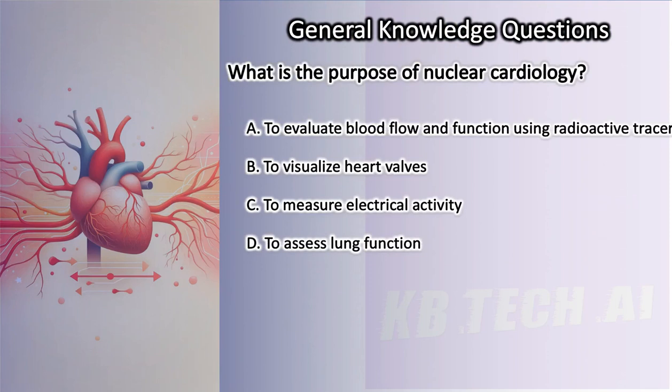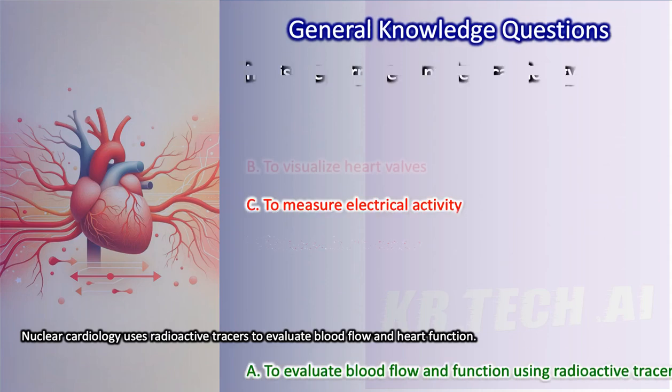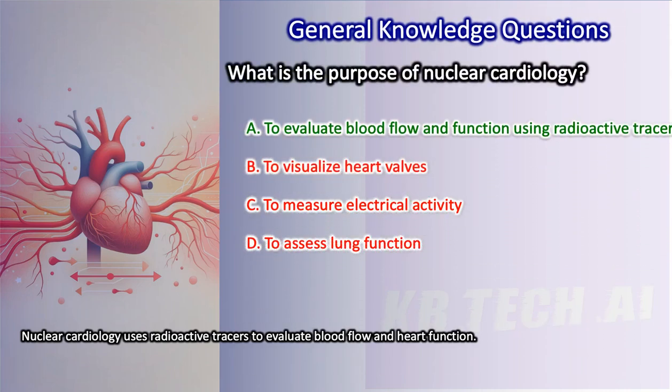What is the purpose of nuclear cardiology? Option 1. To evaluate blood flow and function using radioactive tracers. Option 2. To visualize heart valves. Option 3. To measure electrical activity. Option 4. To assess lung function. The answer is option 1. To evaluate blood flow and function using radioactive tracers.